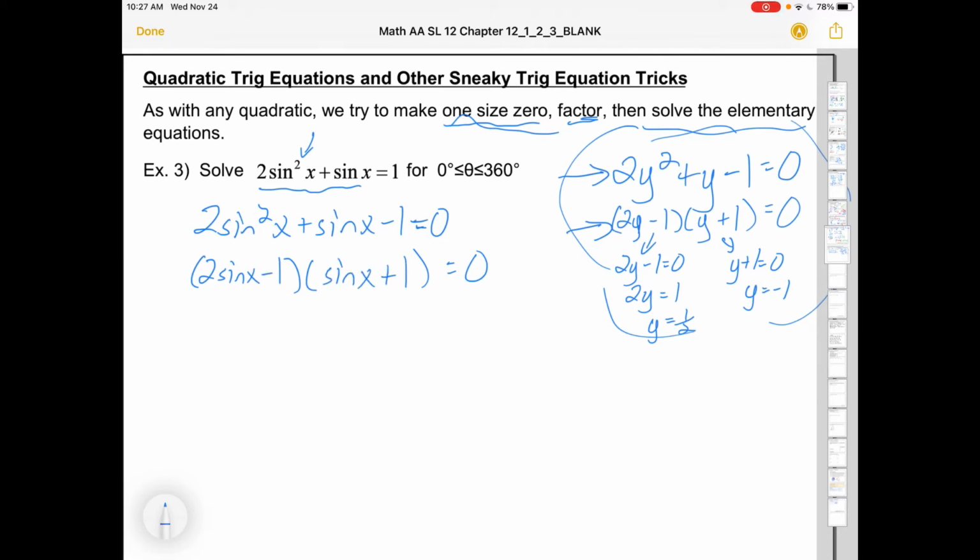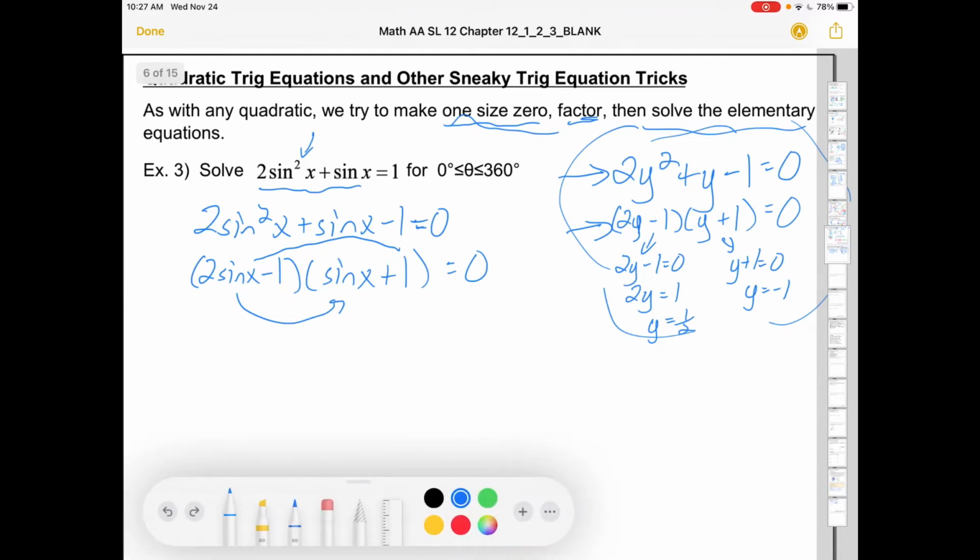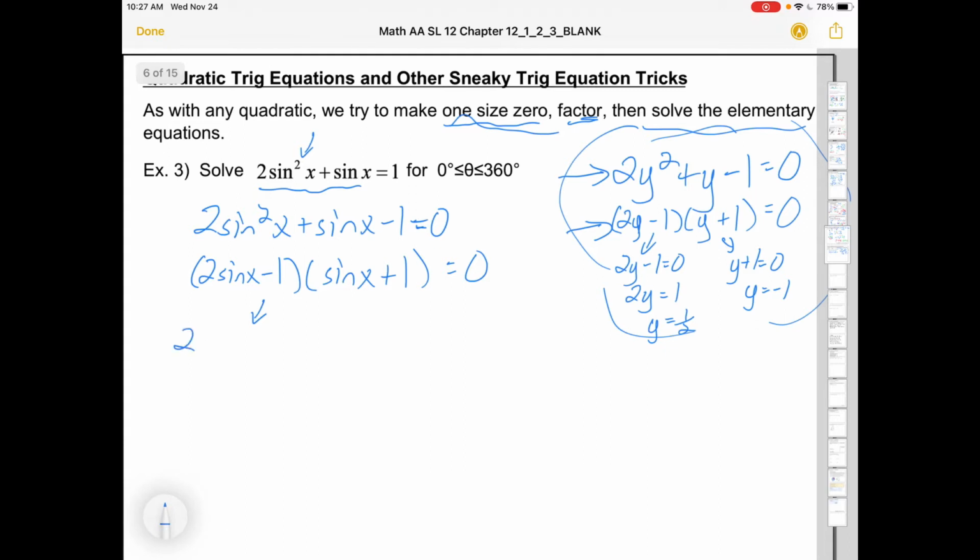Now, if I FOILed that out, I really would get 2 sine squared x, plus 2 sine x minus sine x, so that's plus sine x, and I'd get a minus 1. What's the next step? We've factored it, so we're going to have elementary equations: 2 sine x minus 1 equals 0, and sine x plus 1 equals 0. It's going to be double the work. These are two trig equations that need to be solved, but it's not double the difficulty.